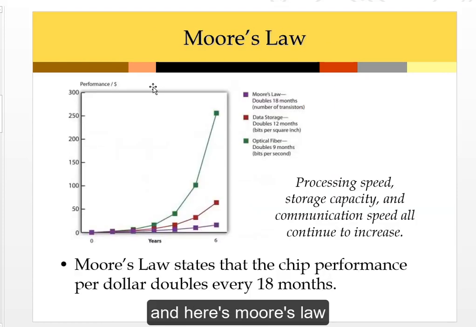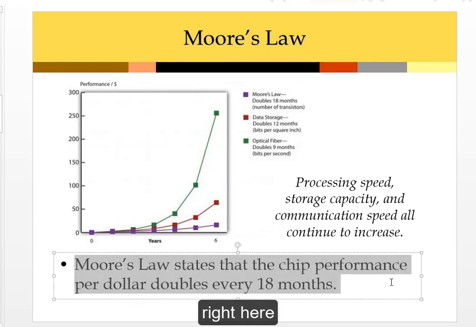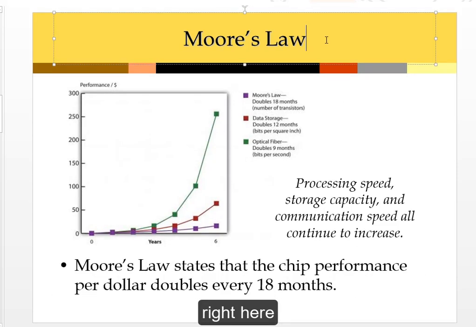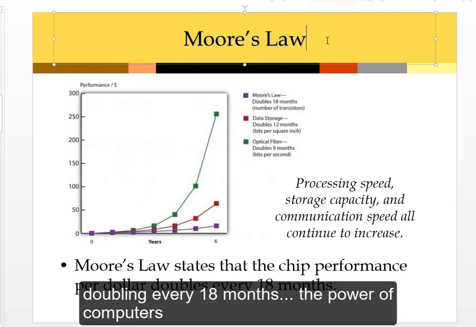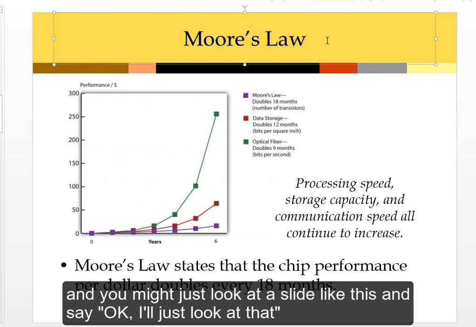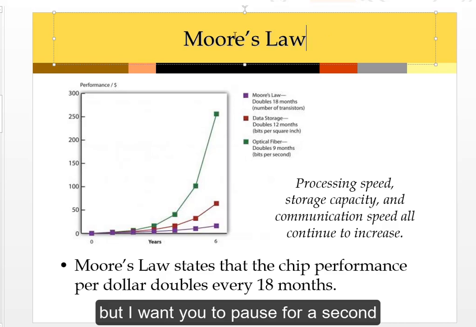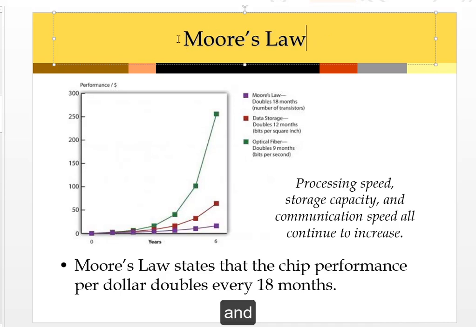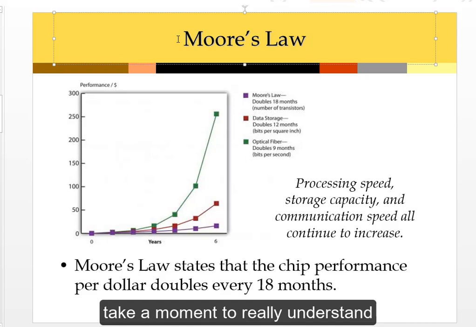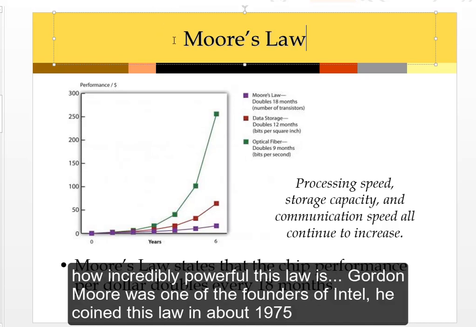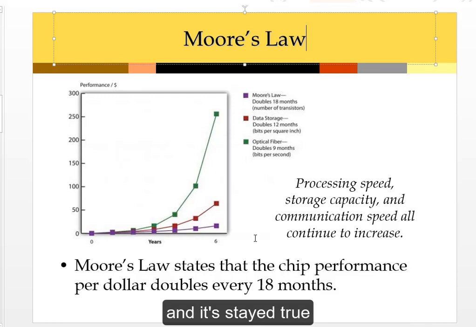And here's Moore's Law right here. Doubling every 18 months, the power of computers. And you might just look at a slide like this and say, okay, I'll just look at that. But I want you to pause for a second and take a moment to really understand how incredibly powerful this law is. Gordon Moore was one of the founders of Intel. He coined this law in about 1975, and it's stayed true, which is just incredible.